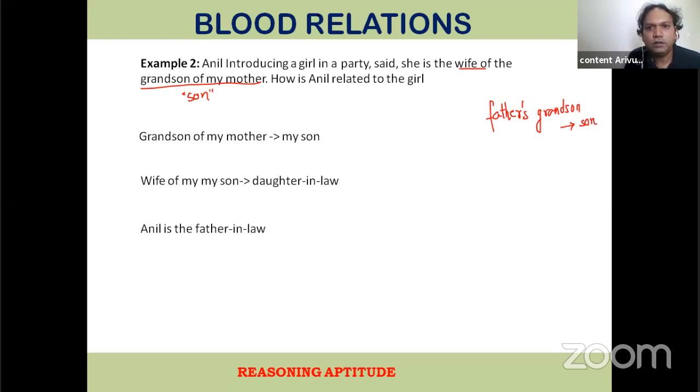Next poll question. One minute time you have. Read the question, solve it and mark the correct answer. Deepak said to Nitin, "That boy playing with the football is the younger of the two brothers of the daughter of my father's wife." How is the boy playing football related to Deepak?